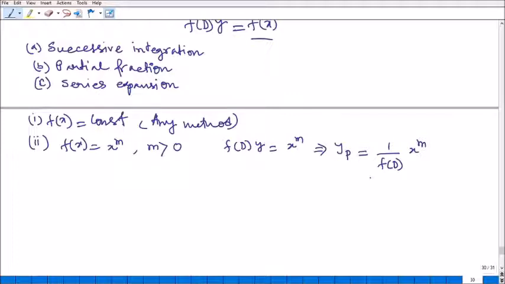So in this series expansion method, this 1 by f of D can be written as f of D to the power minus 1, and then this polynomial function is expanded in series. And then just differentiating this function, we can calculate this particular solution. So the useful method, and that is the suitable method for calculating the particular solution of this non-homogeneous differential equation, is the series expansion method.